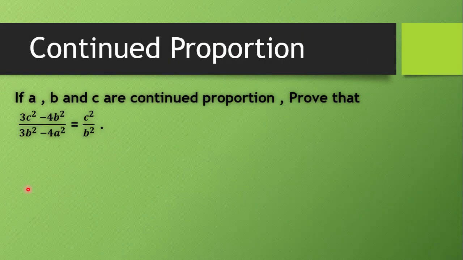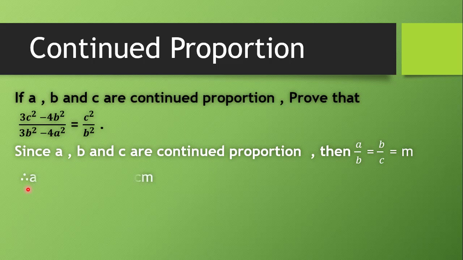Let's take this exercise. If A, B, and C are in continued proportion, prove that 3C power 2 minus 4B power 2 over 3B power 2 minus 4A power 2 equals C power 2 over B power 2. I can use the forms from before: A equals CM power 2 and B equals CM. Instead of each B, I write CM, and instead of each A, I write CM power 2.